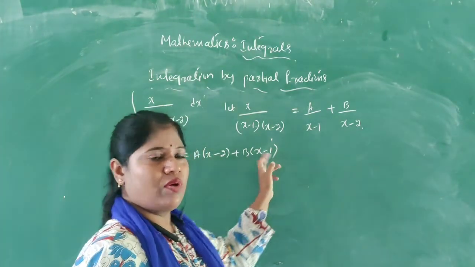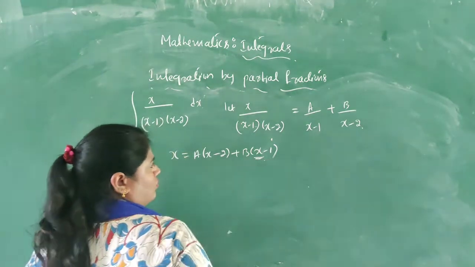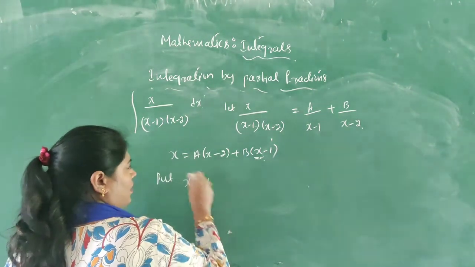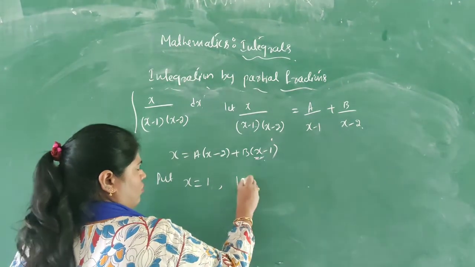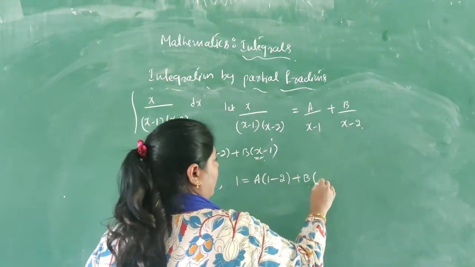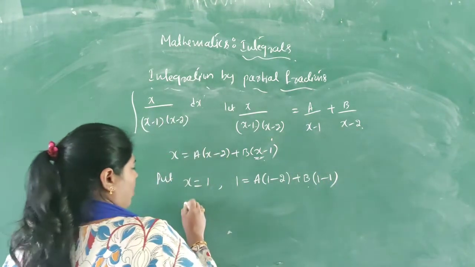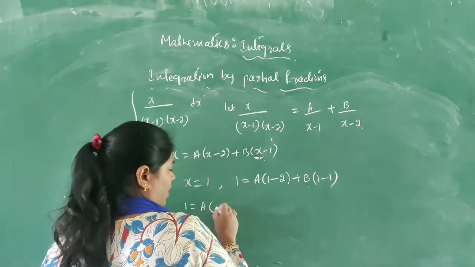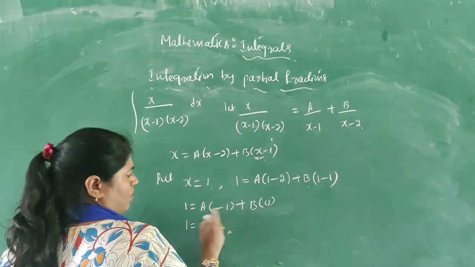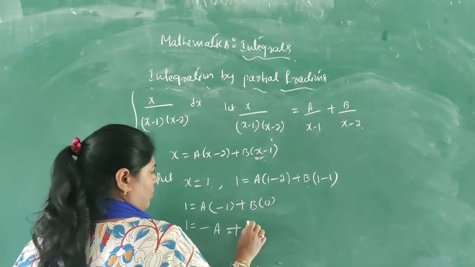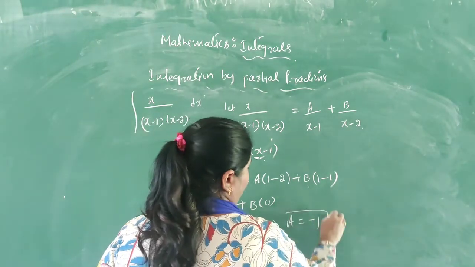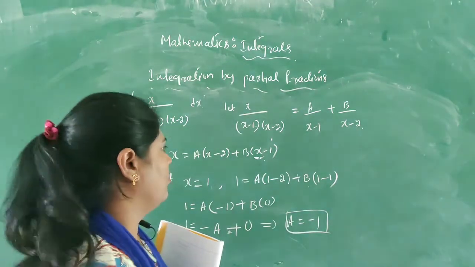If I substitute x is equals to 1, it is going to be 0. So put x is equals to 1, then what is this equation going to be? 1 is equals to a of 1 minus 2 plus b of 1 minus 1. So 1 is equals to a of 1 minus 2, what is that? Minus 1, plus b of 0. So 1 is equals to minus a plus b of 0, because 0 into b is 0. So we got a is equals to minus 1.